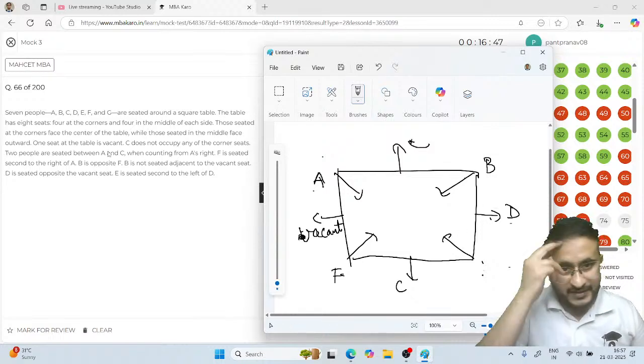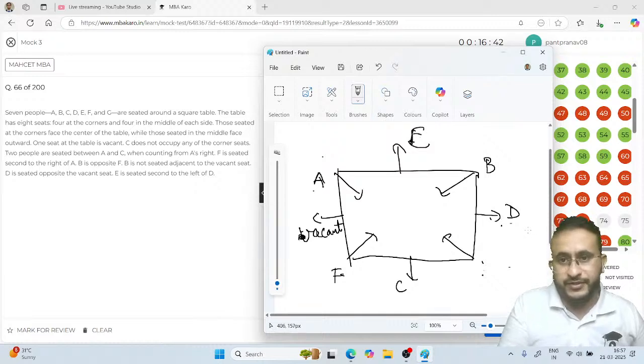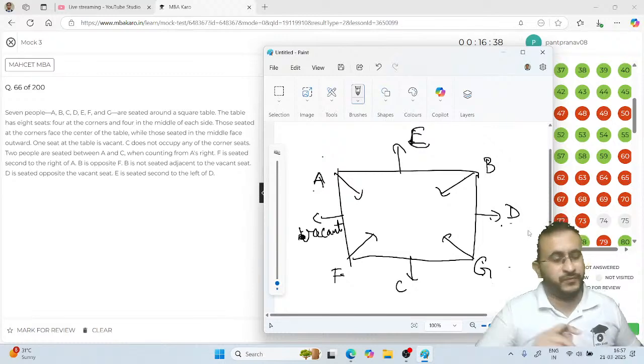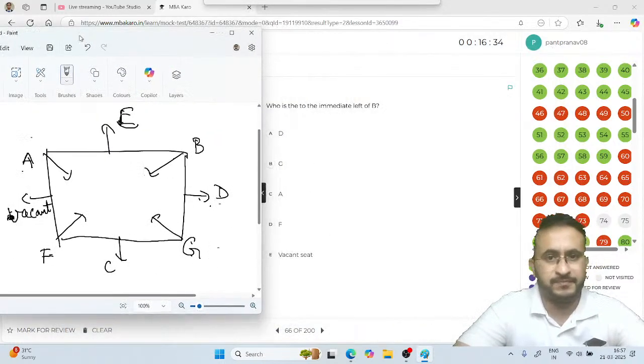Then we are given that E is sitting second to the left of D. So this is D, E is here. So here A, B, C, D, E, F, G will come. So that will be the arrangement. Easy set tha, should have been done.